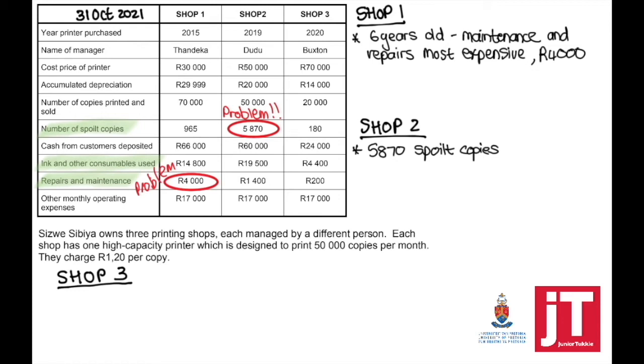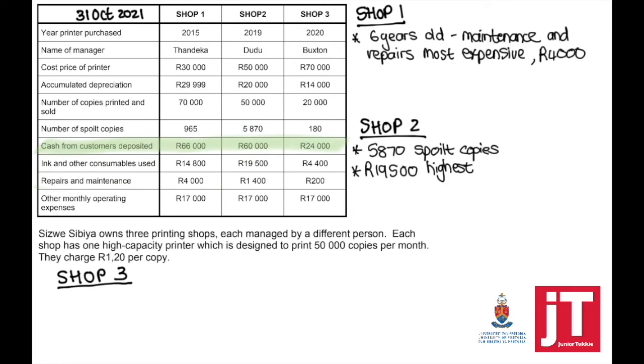Looking at ink and other consumables used, shop number 2 is the highest. So I'm making a note of this and I'm circling that. And this links up to probably, if you look at the number of spoiled copies, they're making more copies than what they should because of the number of copies being spoiled, and that's costing them money.